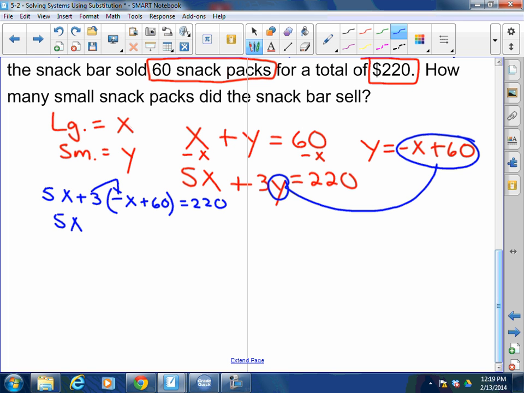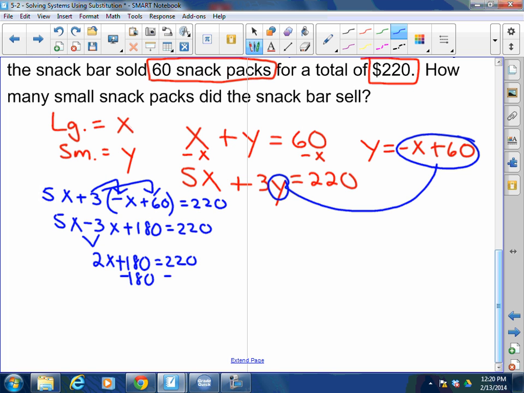5X, please remember to distribute, minus 3X plus 180 equals 220. 5X minus 3X is 2X plus 180 equals 220. Subtract 180 from both sides. 2X equals 40, divided by 2, X equals 20.